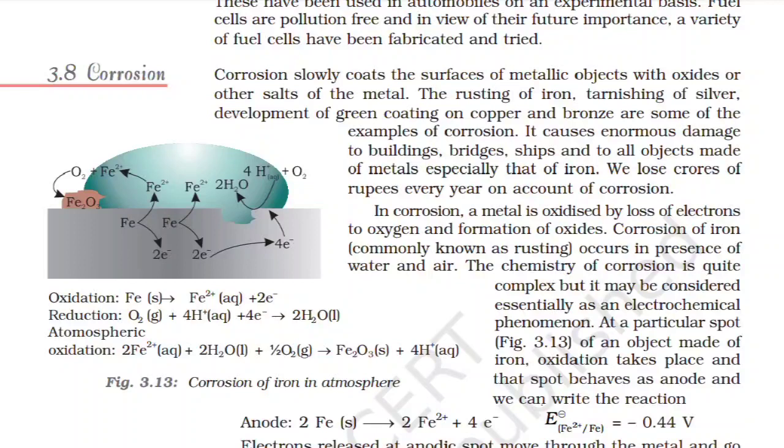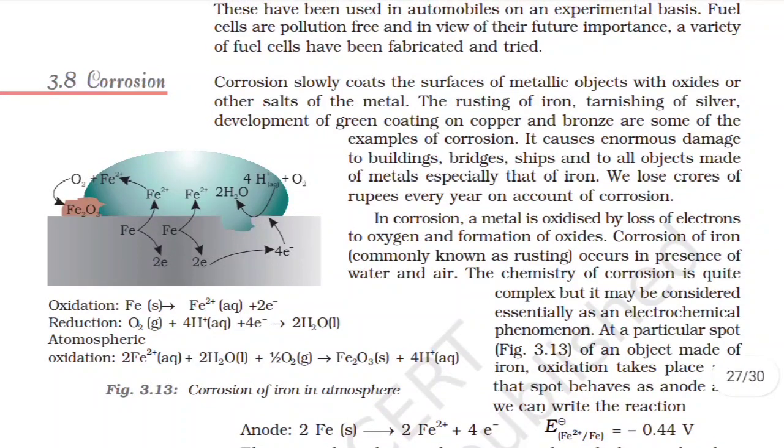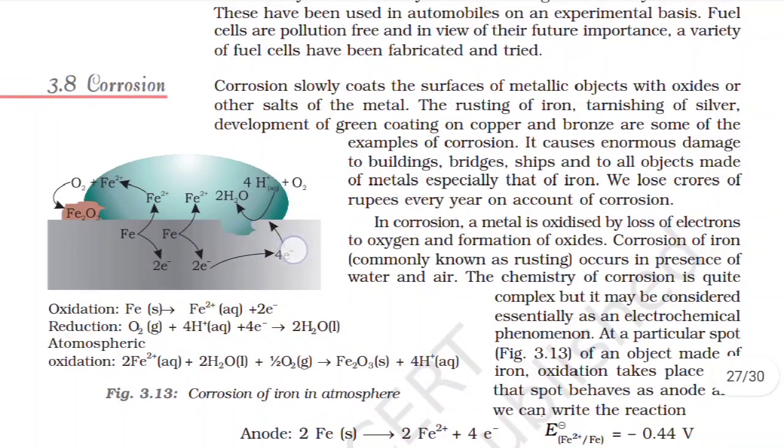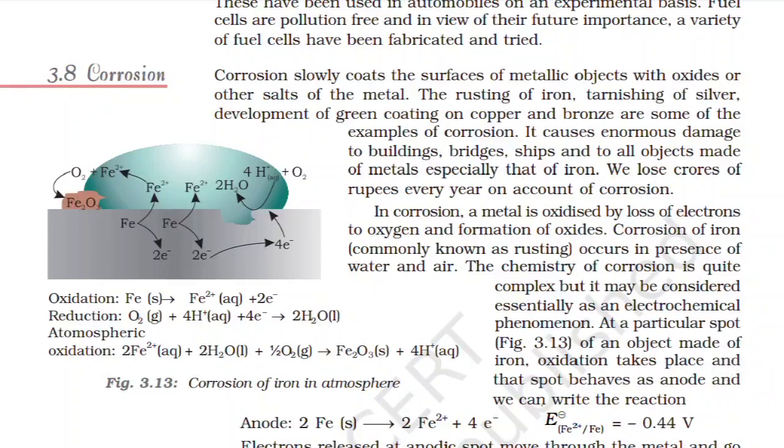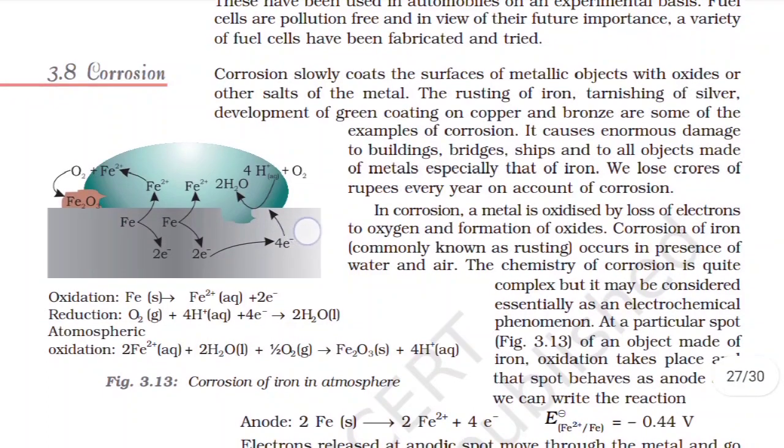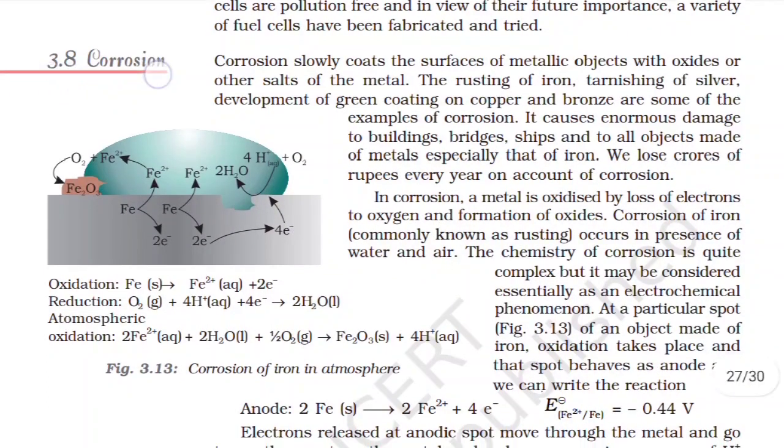Corrosion is also an electrochemical process, meaning oxidation and reduction are both going on. See, this is an iron rod, let us take. On the iron rod, generally rusting is possible. How the rusting is possible on the iron rod, I will explain in the corrosion part.